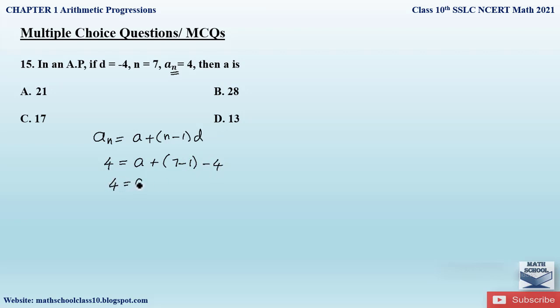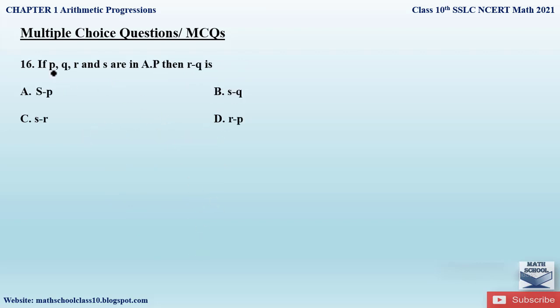A value we have to find out, plus N is 7 minus 1 into D is -4. So 4 equals A plus 7 minus 1 is 6 into -4, or 4 is equal to A plus, into minus is minus, 6 into 4 is 24. So sending this -24 to the left hand side, we get 4 plus 24 is equal to A, or A is equal to 4 plus 24 is 28. So here our correct option is option B, which is 28. Right, so you have to look in the question at what they have given and what we have to find out, and accordingly you should use the formula to find the answer.